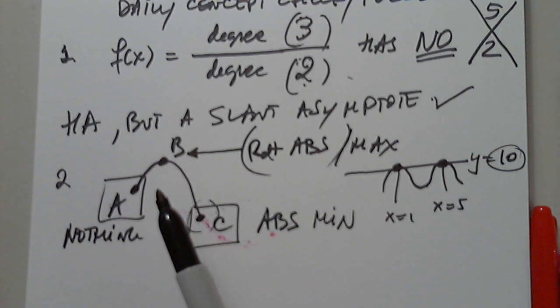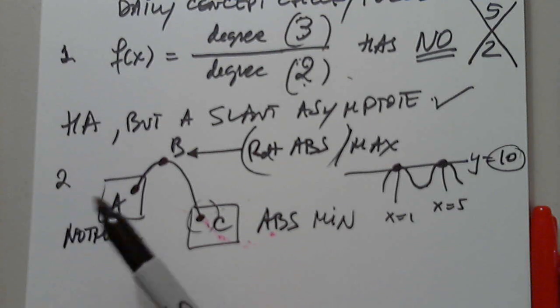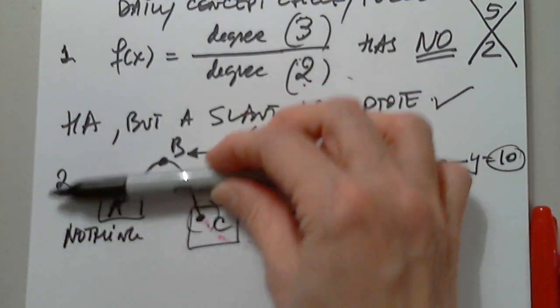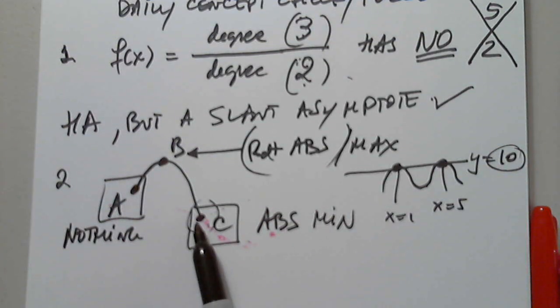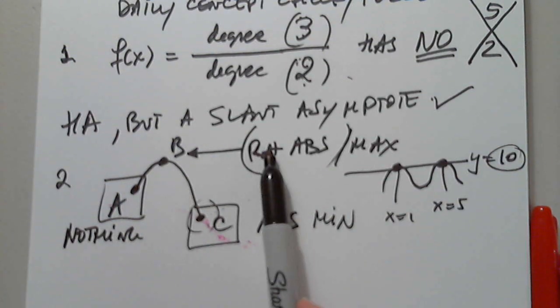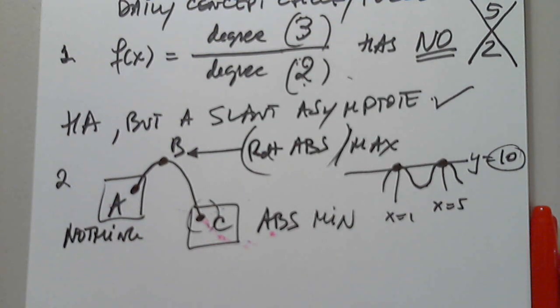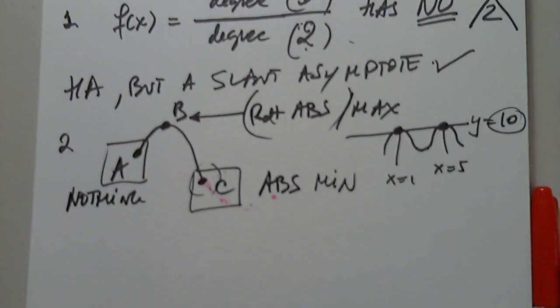So, A is nothing because there is a higher point, and it's nothing because there is a lower point that we already identified as absolute max and absolute min. Absolute min and absolute max. Awesome. Very good. Well done.